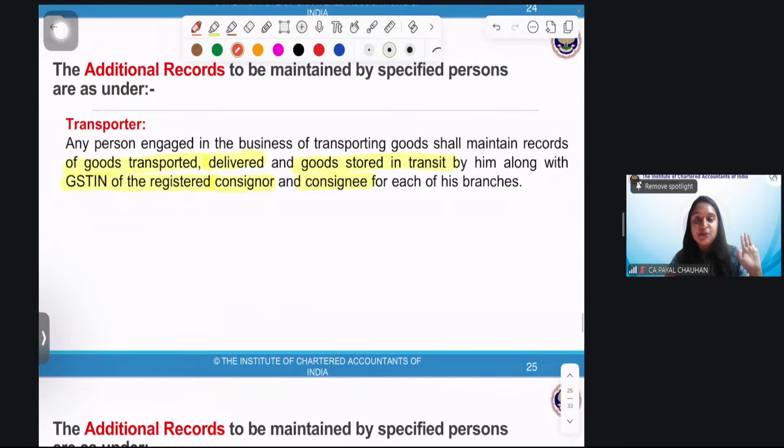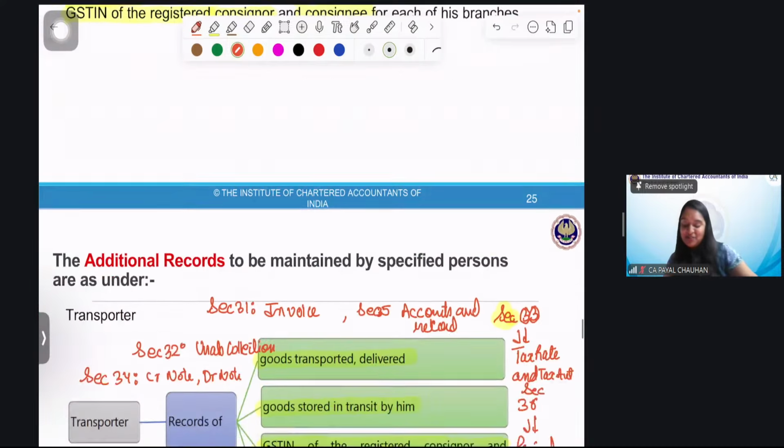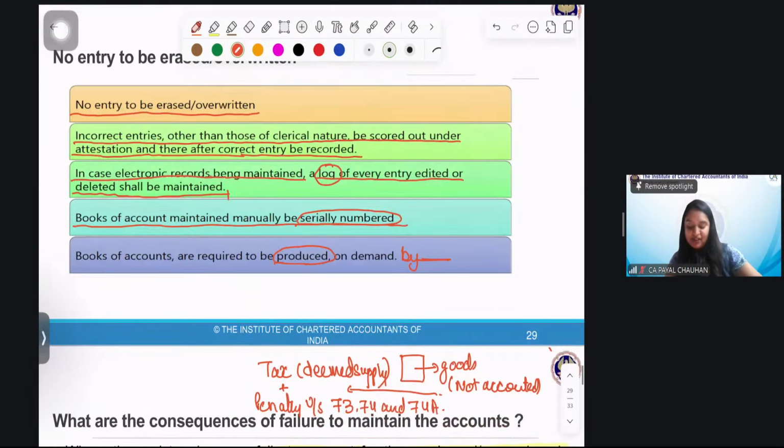Question to you. I'm a transporter. Is my registration compulsory under GST? No, I could have an EID, enrollment ID. Perfect. I could have an enrollment ID.